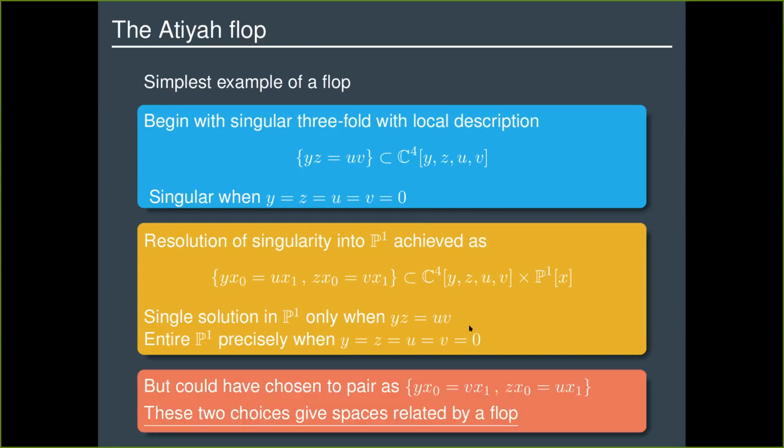The flop happens because I chose a particular pairing of Y with U and Z with V, but I could have chosen a different pairing of Y with V and Z with U. When I chose to write down these two equations, I could have chosen a different pairing. Here's the other pairing. And these two choices give the spaces that are related by a flop. At the moment, those two spaces just look totally isomorphic because this is just a very local situation. You'd have to patch this together as a small part of a larger manifold to understand how the flops can differ. But this is the local description.